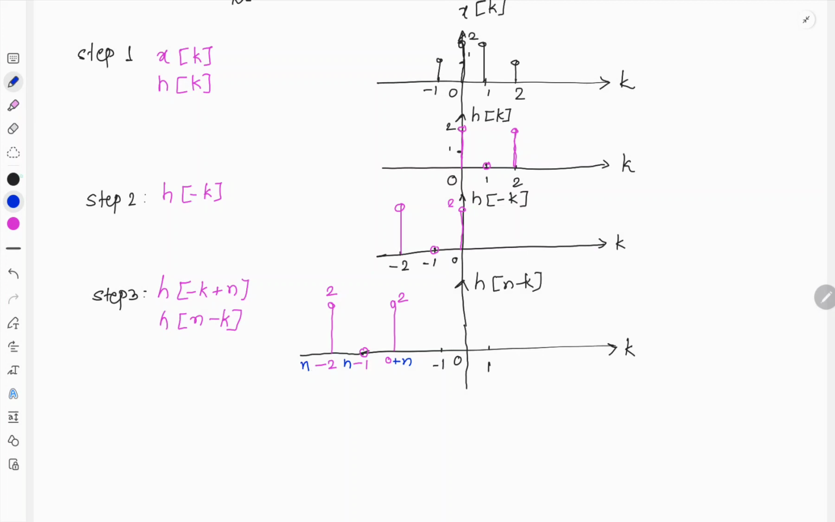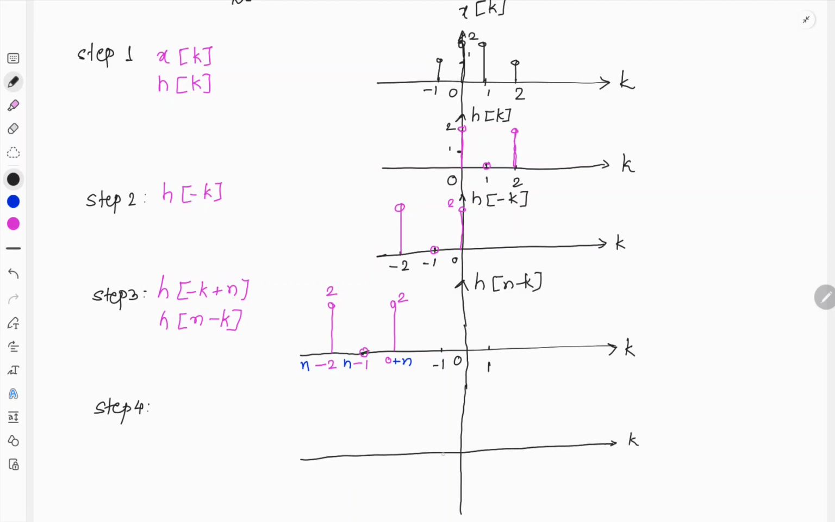So simply shift h of minus k towards the left of x of k and add n into every coordinate to get the h of n minus k signal. Now step number 4 is to find out the convolution sum. In order to find out the convolution sum, let us draw both the conditions on the same axis.